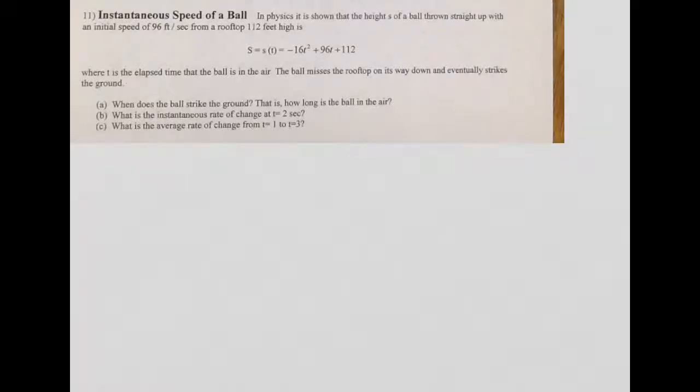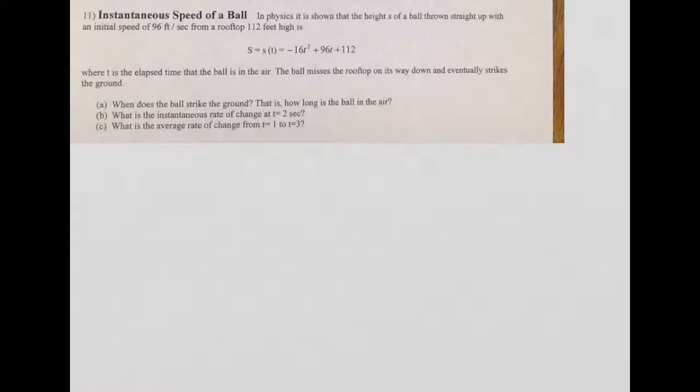Okay, here in the last one, this is a part 2 question. It's the instantaneous speed of a ball thrown straight up, that's the initial speed, from a rooftop, where t is the time it's in the air. It misses the rooftop on its way down and then strikes the ground. When does the ball strike the ground? That is, how long is the ball in the air?